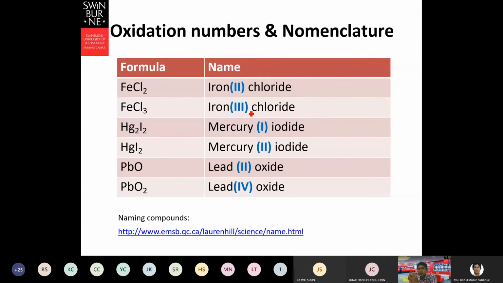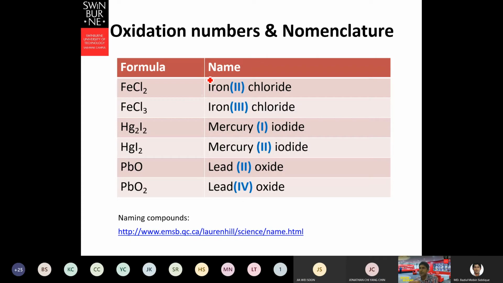Oxidation number and nomenclature. The compound's name depends on the oxidation number as well. Iron and all these transition metals have various oxidation states, so they form different compounds with various oxidation states.